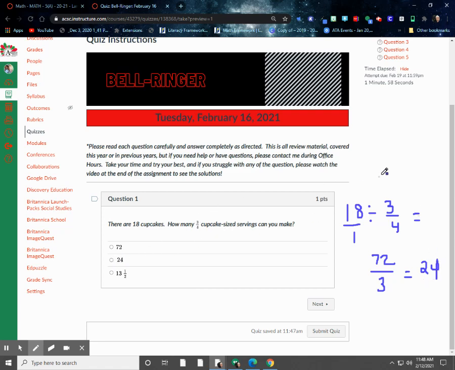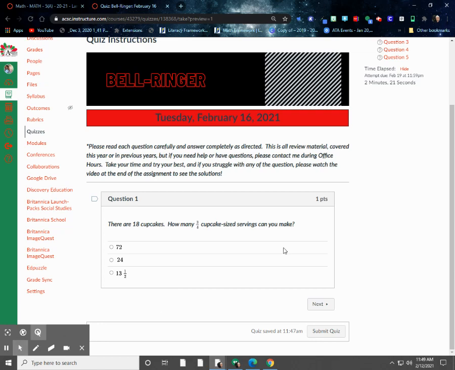So that should have been the answer to the first one. Actually, I knew I was wrong because when I looked at it, I got 13.5. But 13.5 is less than the number of cupcakes I started with. And if I'm taking sizes that are less than a full cupcake large, I should have more servings than I have cupcakes. So again, the answer for that one would be 24. If you've got questions on that, please let me know, and we can work on that with you during office hours. All right, moving on.